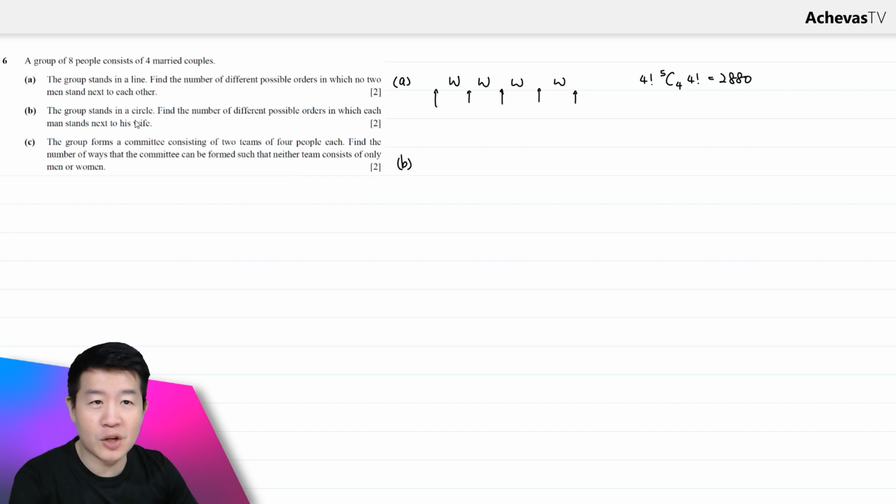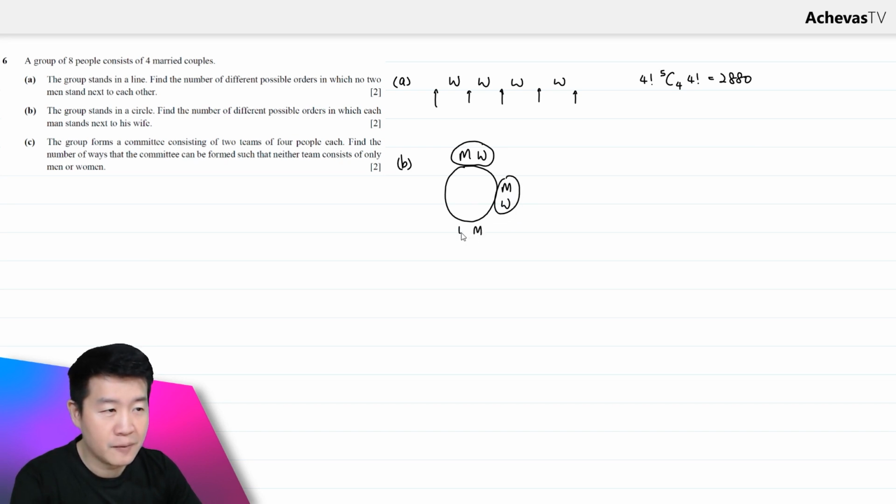Next, we are talking about this group now standing in a circle. We want to find the number of ways such that the men are going to be standing next to their wives. So for each man standing next to his wife, we will group them together. So we can see it as if there are 4 objects permutated around a circle. So 4 minus 1 factorial. Within this, 2 factorial. Within this, another 2 factorial. So we times 2 factorial, times 2 factorial, times another 2 factorial. Or I can just simply see this as 2 factorial to the power of 4. This is equal to 96.